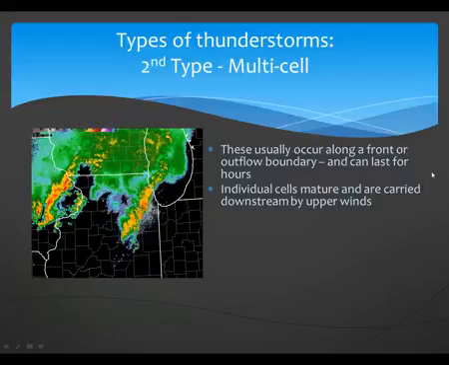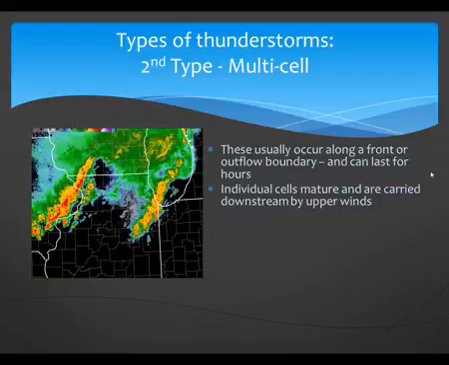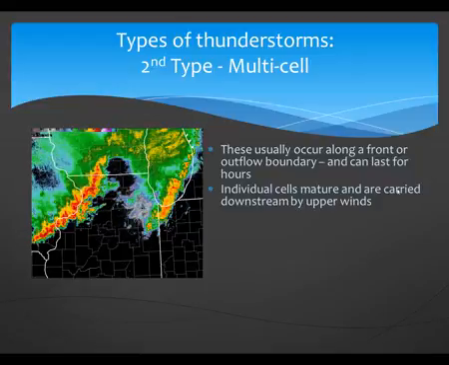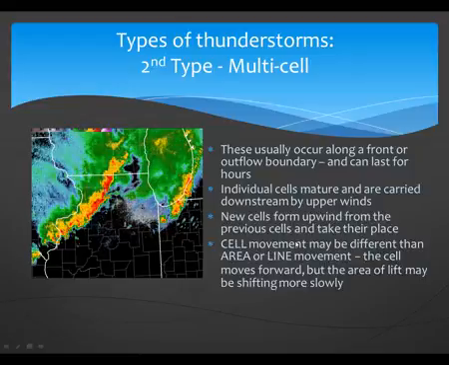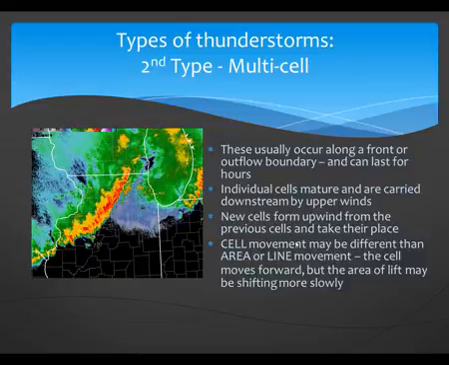The second type of thunderstorm is the multi-cell thunderstorm. These usually occur along a front or outflow boundary and can last for hours. The individual cells mature and are carried downstream by upper winds. New cells will form upwind from the previous cells and take their place.